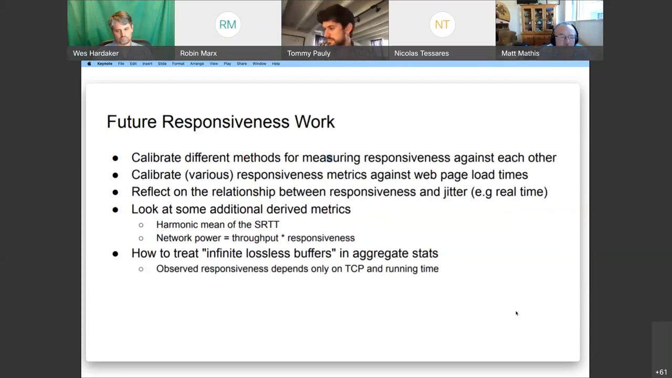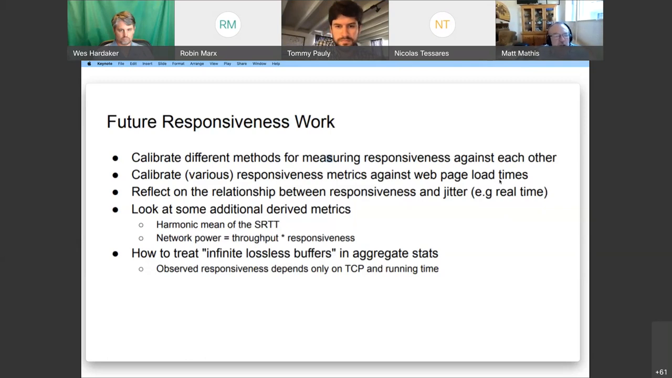There, I want to prove that responsiveness predicts web page load time. I actually have a very simple way of doing that, I think. Without doing a big study, I can actually construct a network where I can control the responsiveness and show that as I adjust the responsiveness, the page load time is predicted by it. There's some other metrics that might be looked at. And I'm not going to go into detail there.